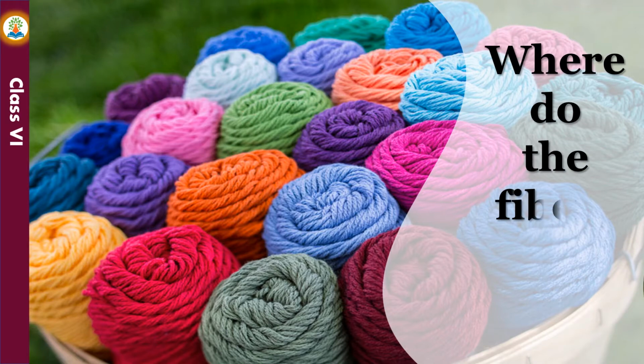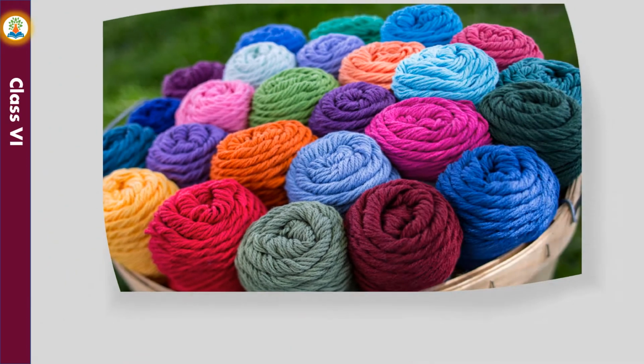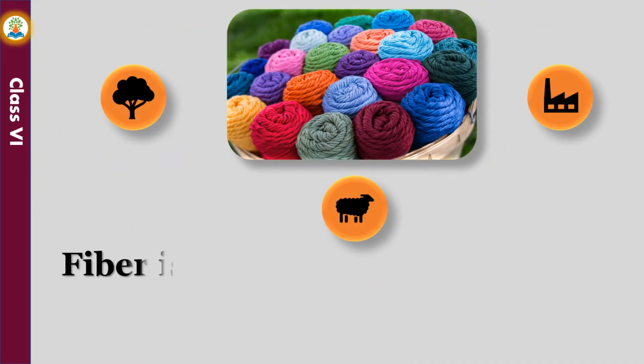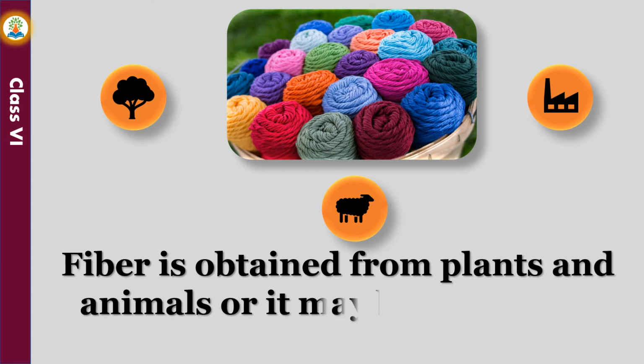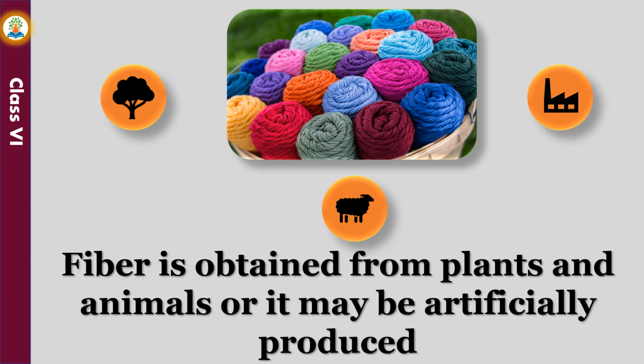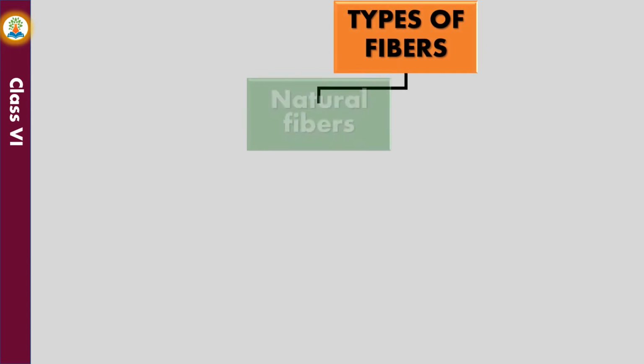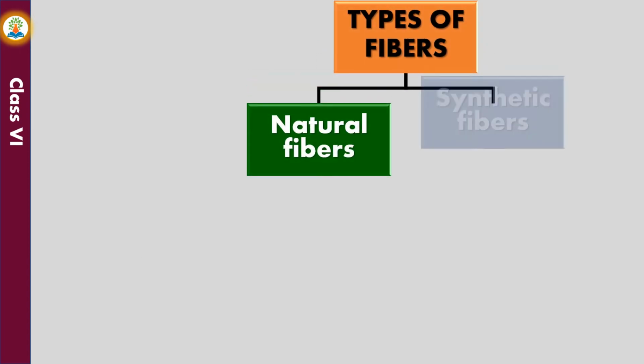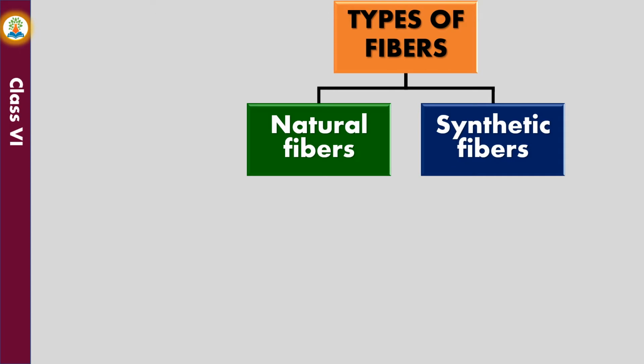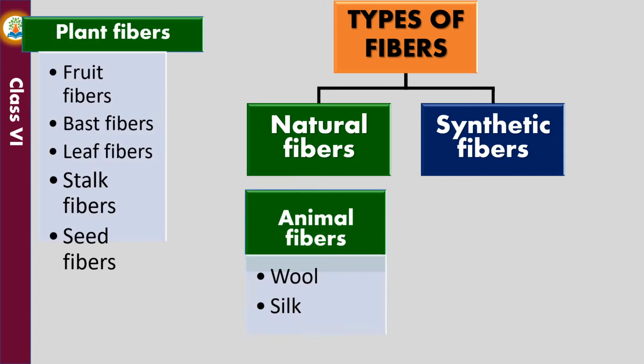Where do the fibers come from? Fiber is obtained from plants and animals, or it may be artificially produced. Fibers can be classified into two main categories, natural and synthetic. Natural fibers are obtained from natural sources such as animals and plants, whereas those which are not obtained from natural sources are called synthetic fibers.